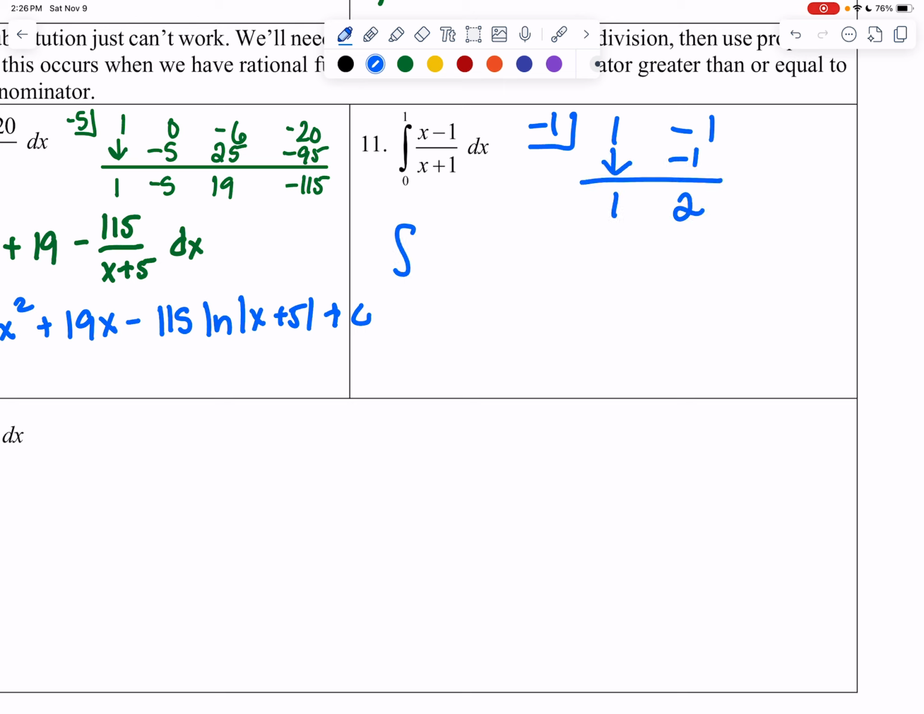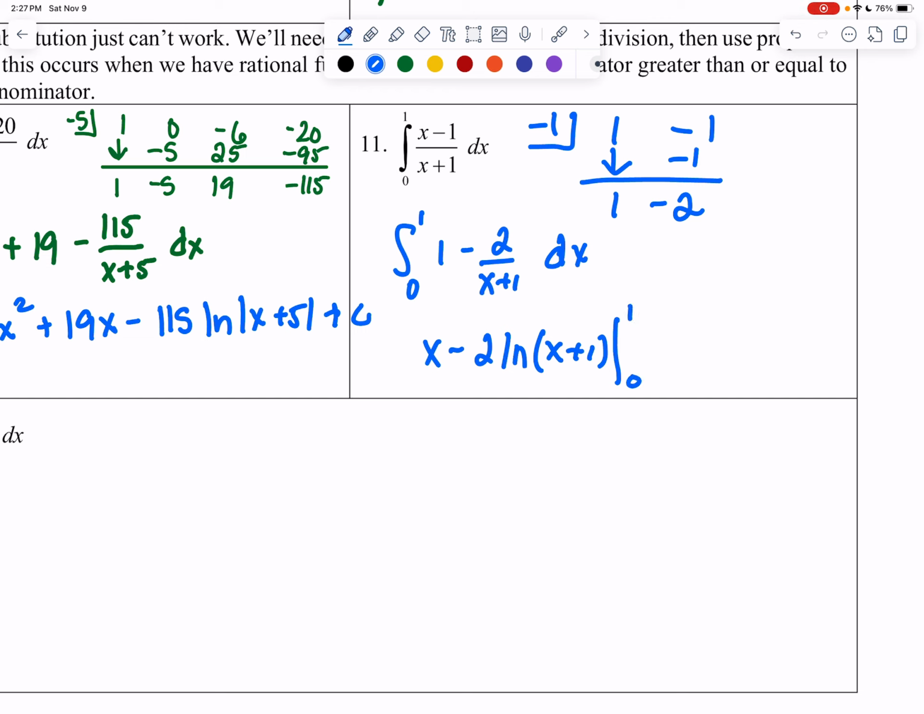So here, this is the same thing as saying the integral from 0 to 1 of 1 minus 2 over x plus 1 dx. So then if we take the integral of that, that's just going to be x minus 2 ln of x plus 1. And honestly, since we are going from 0 to 1, I'm not going to include my absolute value bars, just because from 0 to 1, it's going to be positive anyways.